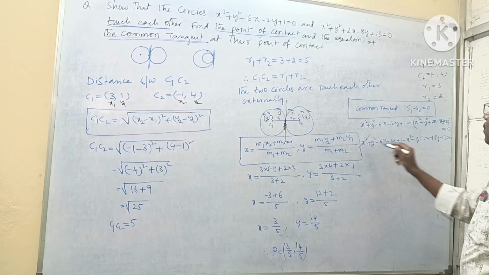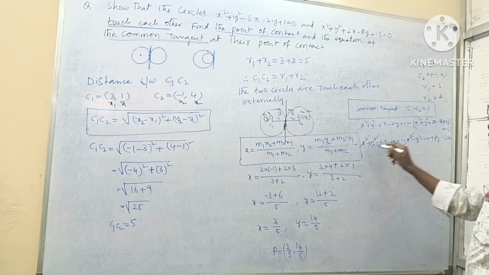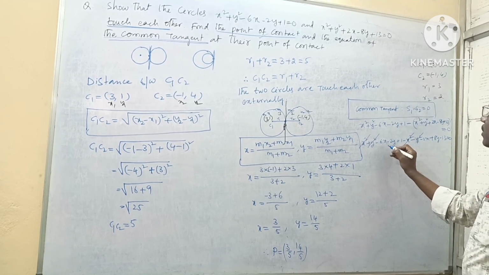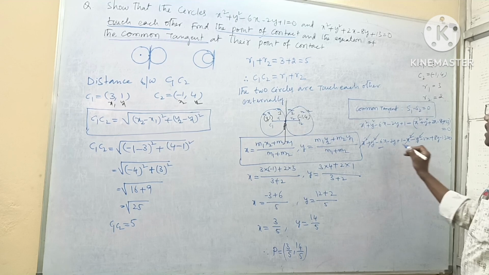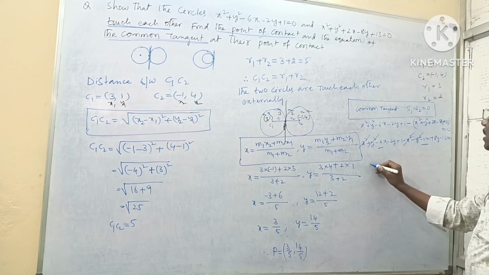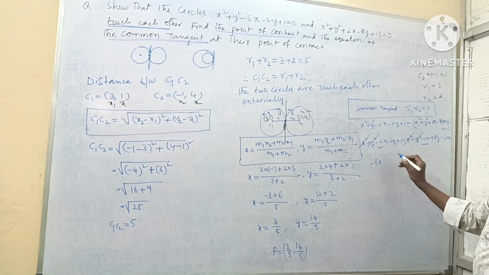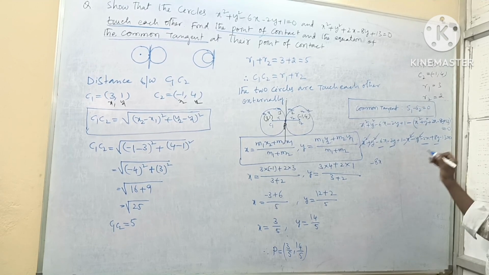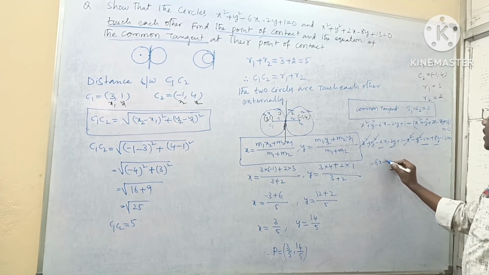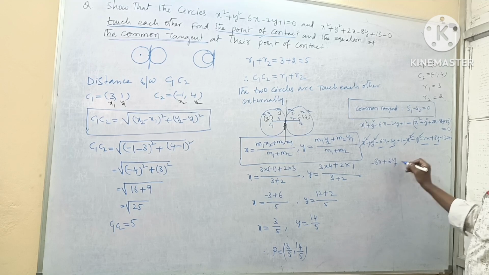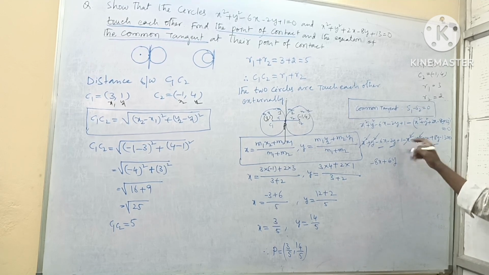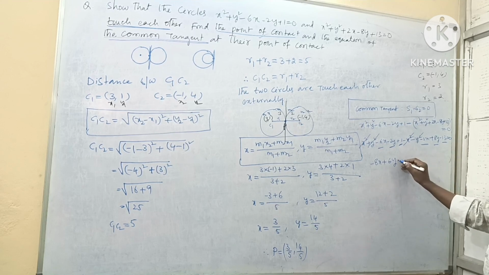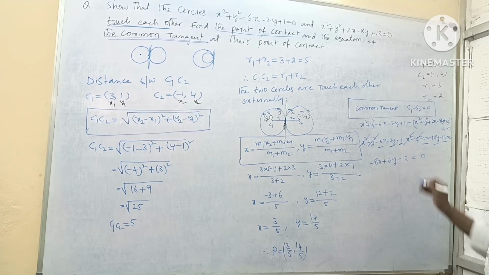So plus x square minus x square cancel, plus y square minus y square cancel. Now simplify the x terms. This is minus 6x minus 2x, which is minus 8x. Next, simplify the y terms. Minus 2y plus 8y is plus 6y. And simplify the constants. Plus 1 and minus 13, this is minus 12 is equal to 0.